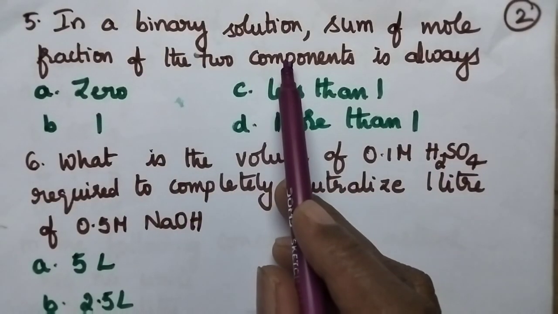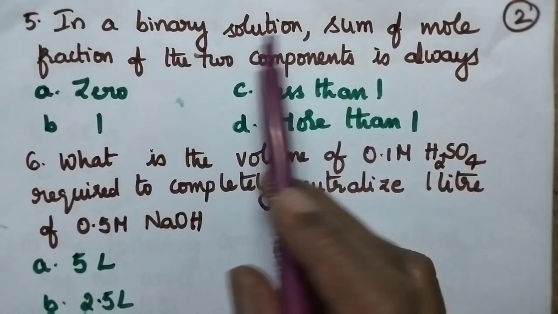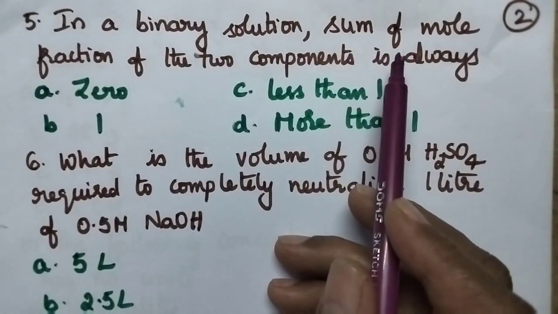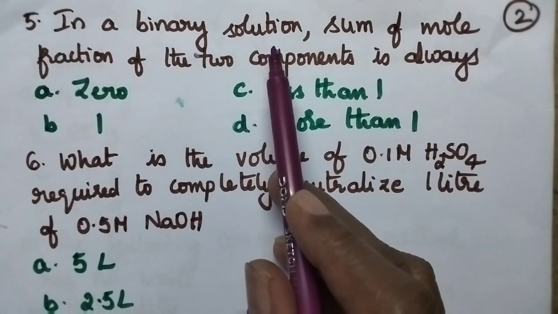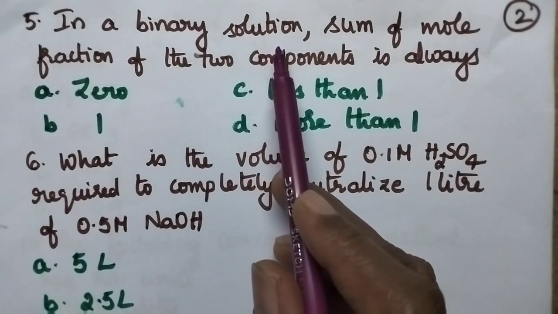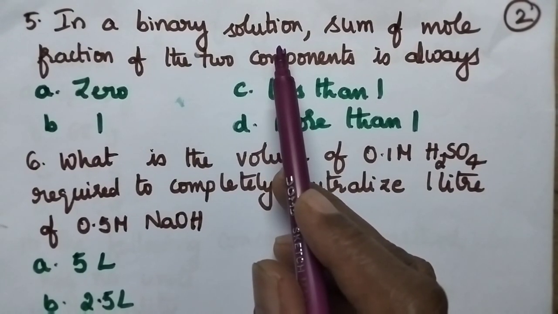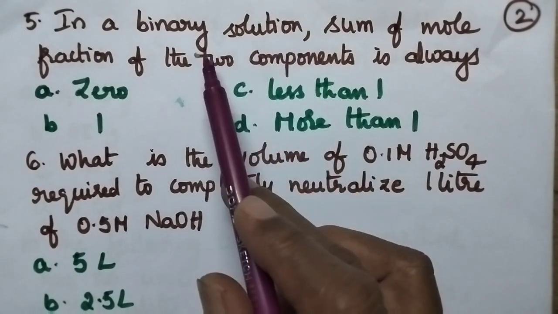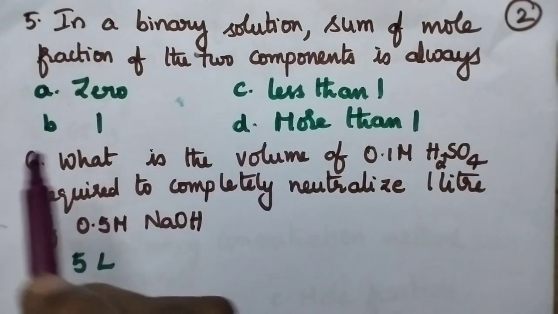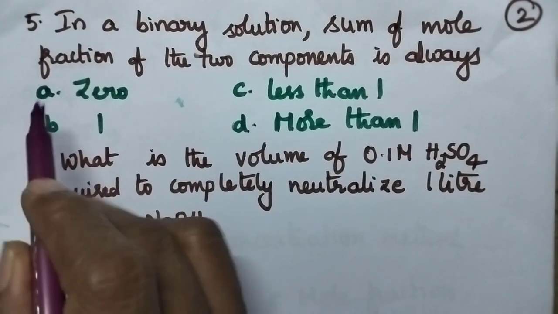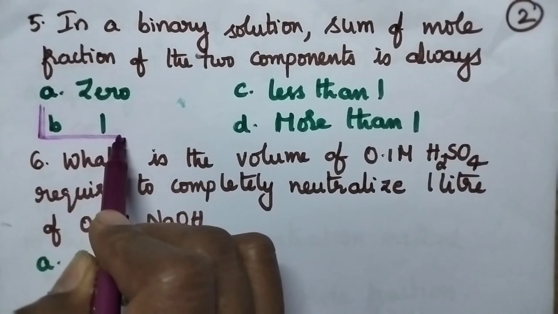In a binary solution, sum of mole fraction of two components is, binary solution means it consists of only two components, namely solute and solvent, and always the sum of mole fractions of the two components is equal to 1. Hence option B is the right answer.